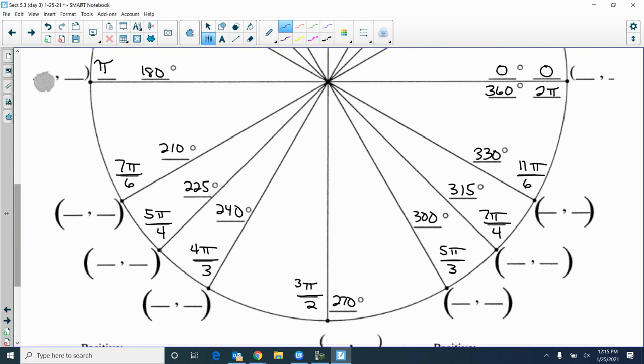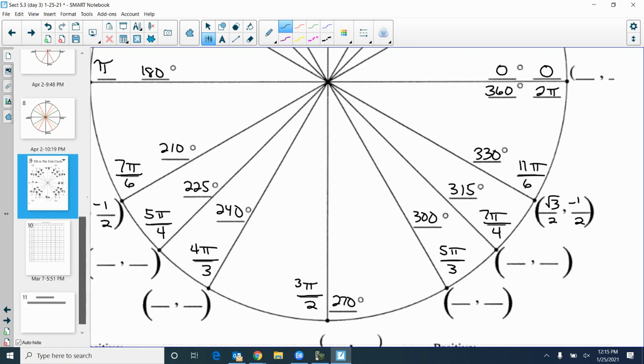And then 210, they're both negative: square root of 3 over 2, negative 1/2. And 330, square root of 3 over 2, negative 1/2. All right, so from that one, we get all the others. Now what's the next figure of those three circles on the other side?